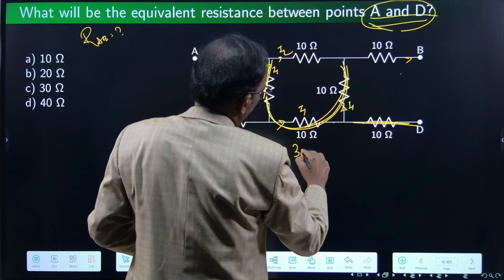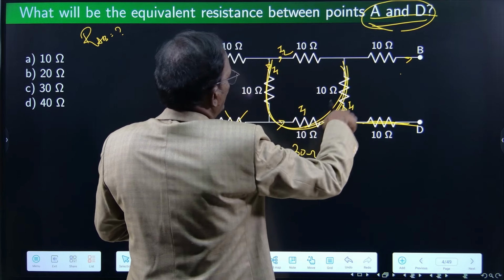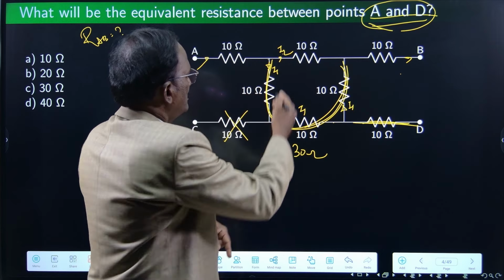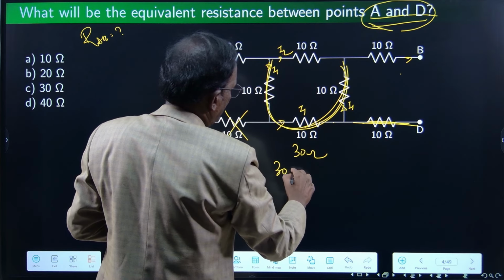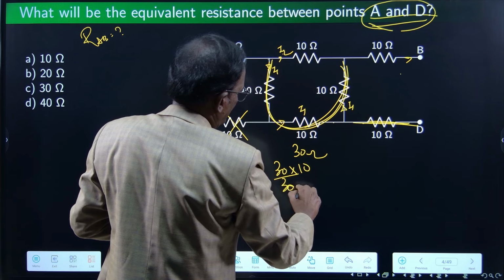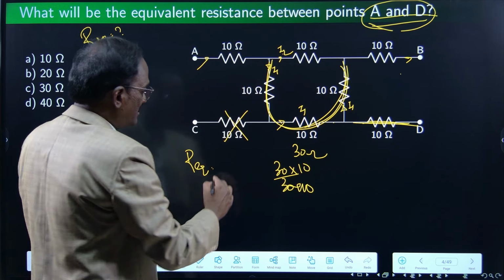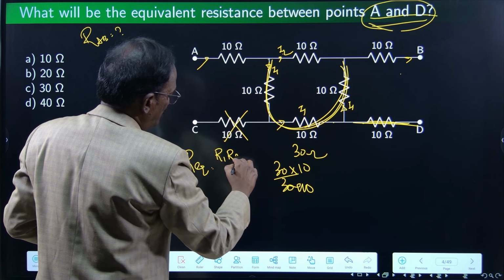30 ohms. Here I2. So I1 and I2, two different currents. So this is I2, this is I1. These two are in parallel. 30 into 10 divided by 30 plus 10. So I am using the formula for R equivalent for two resistors. This will be much more useful.